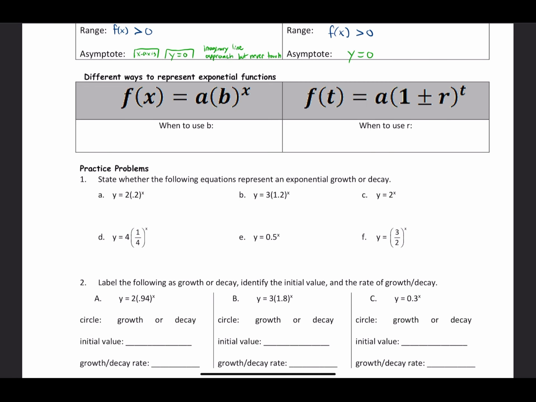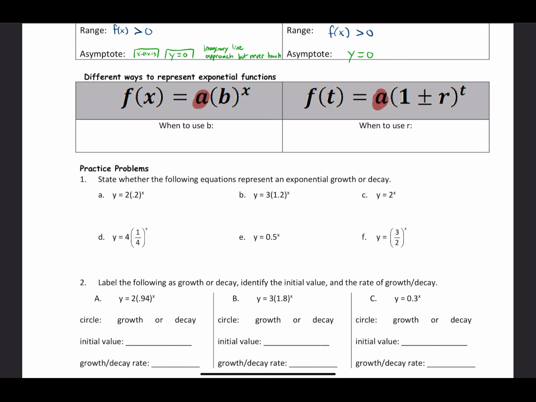On day 2, we learned a brand new equation. F of t, or some amount, equals the initial value a times parentheses 1, sometimes plus, sometimes minus, some rate r, to the power of time. This is just another version of an exponential in standard form. A is exactly the same. A, in both cases, will always be the initial value.